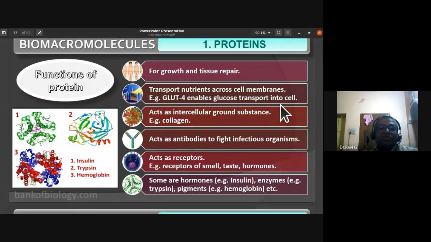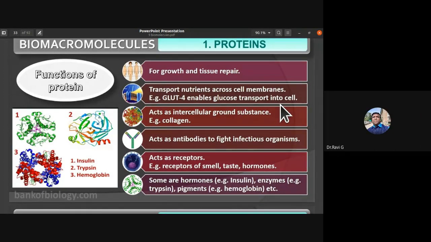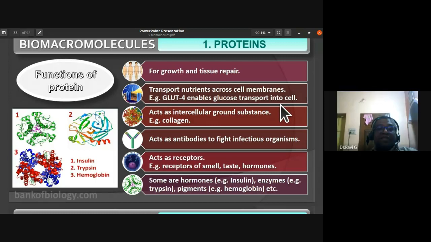So proteins are used for growth and tissue repair. You know that nearly 10 to 15% of the composition of a cytoplasm is protein. So they are very important for growth as well as tissue repair. So proteins transport nutrients across the cell membranes as carrier proteins.